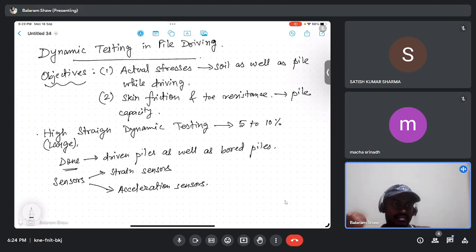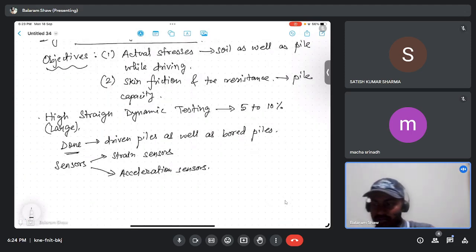The main advantage of this test is that we don't have to go for other piles and test on some other piles other than the piles that we need in the construction. Mostly these sensors will be attached diagonally opposite to each other. But before that we'll go to some questions. Let us do some questions.